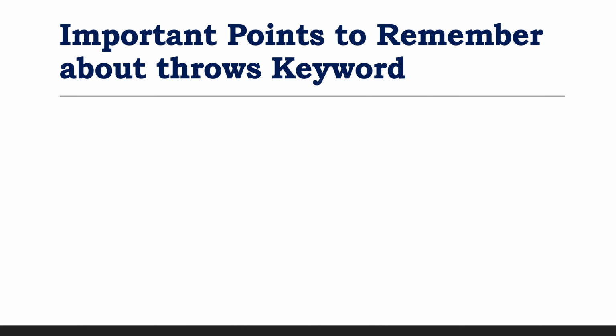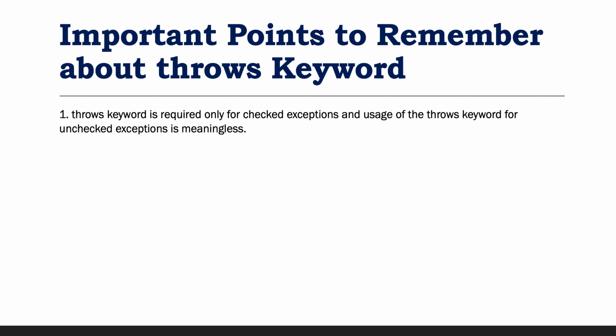But there are some important points that we have to remember about the throws clause. We have seen we can throw an exception which we don't want to handle, so it can be the responsibility of the caller of the method to handle it, or if it is the main method, then it can be handled either by the main method itself or by the JVM, right? So let's see some important points regarding the throws clause.